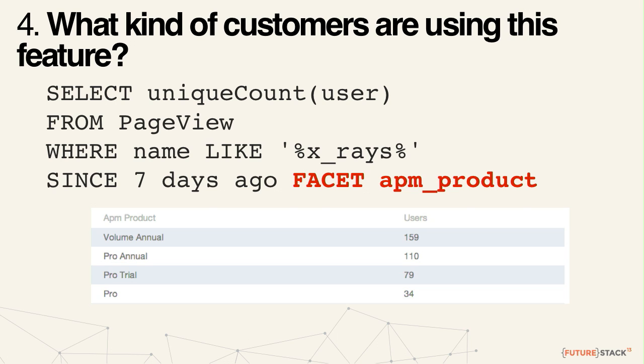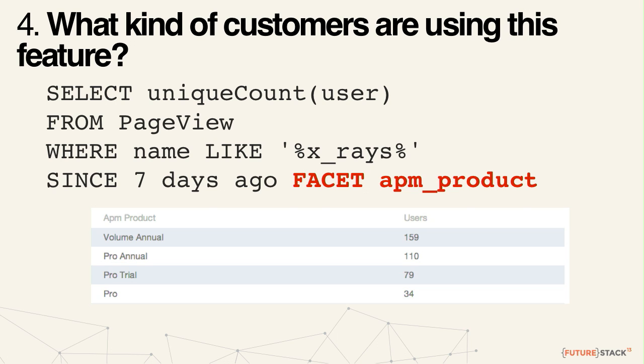What kind of customers are using this feature? Okay, so again, a very similar query to what we looked at before, with the addition of a new feature called faceting. If I don't want to just see how many people have been using this feature in the last 7 days, but I want to see which account levels have used this feature, I can use this facet, which is a way to group the result.